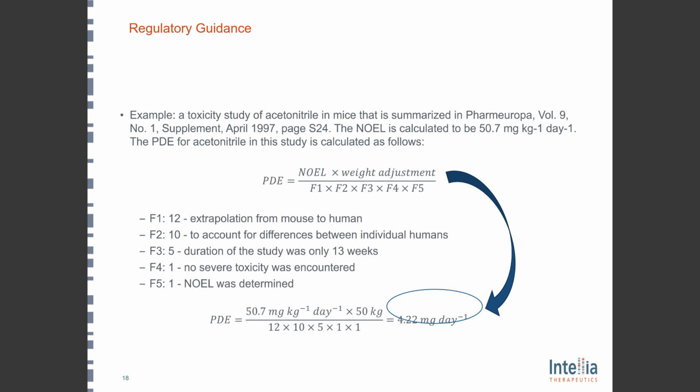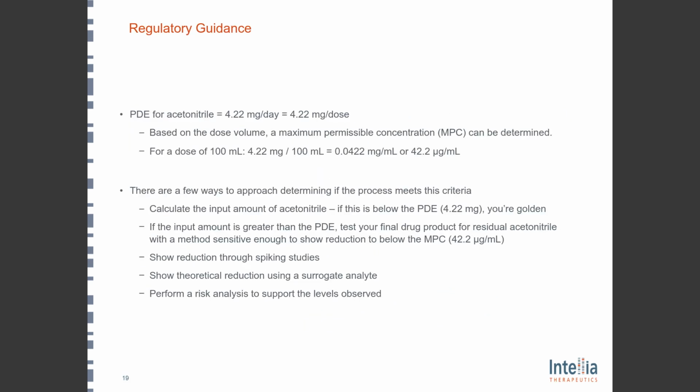You set your permissible daily exposure, but what exactly do you do with that, right? So the PDE for acetonitrile, 4.22 milligrams per day. In our instances for gene therapy, generally we don't dose day after day after day. And so we're erring on the side of caution again here by using the permissible daily exposure for something that we consider a permissible single exposure for 4.22 milligrams per dose.